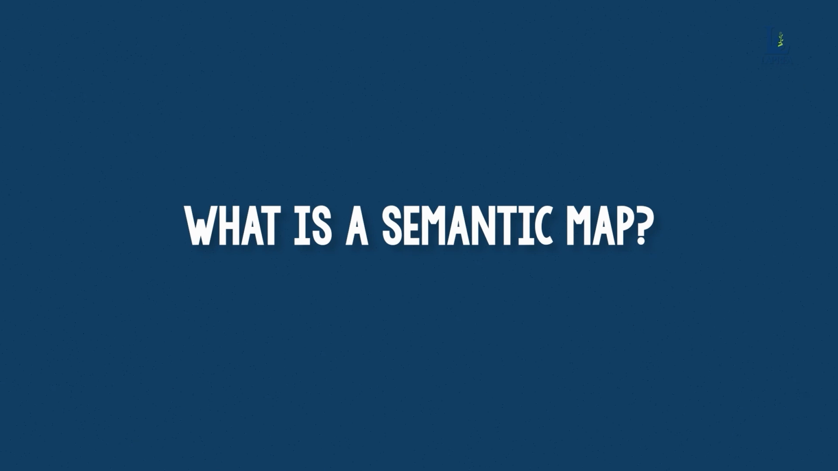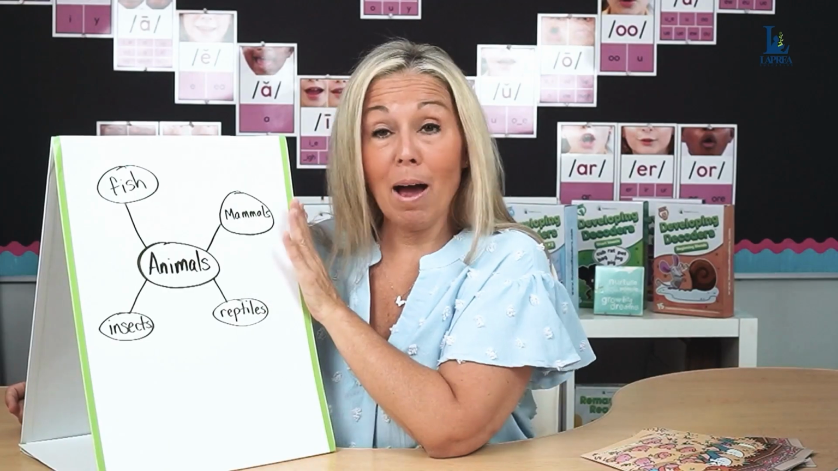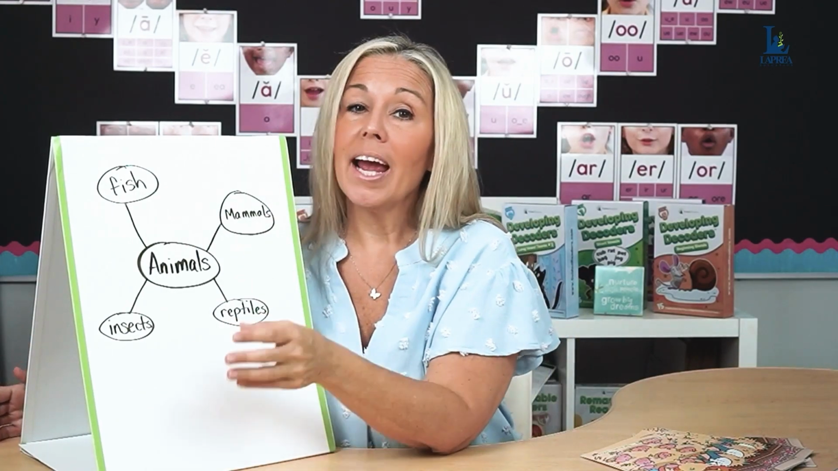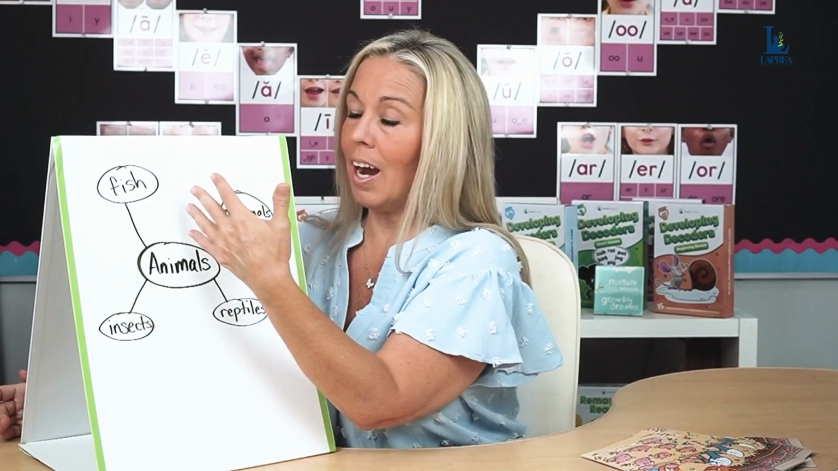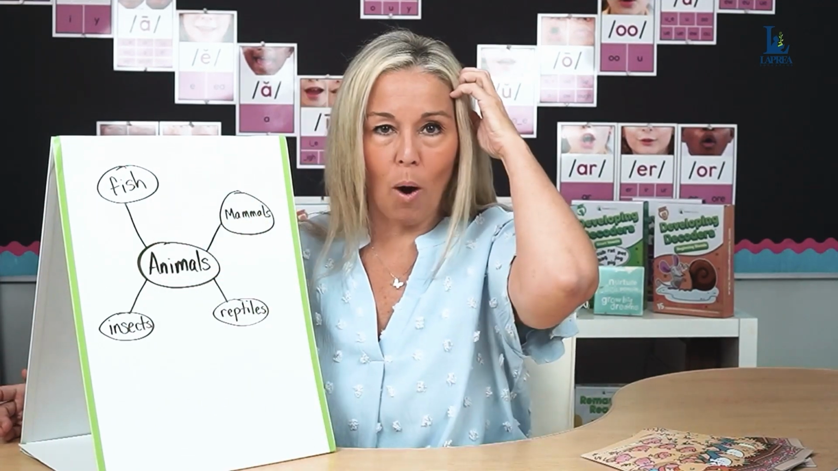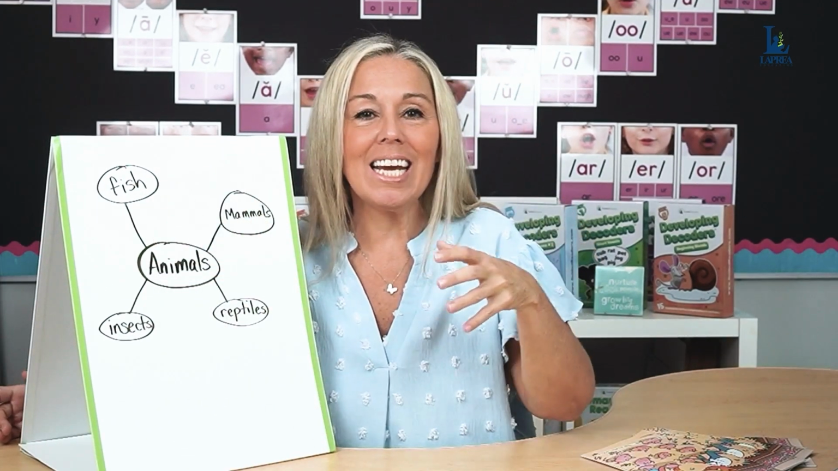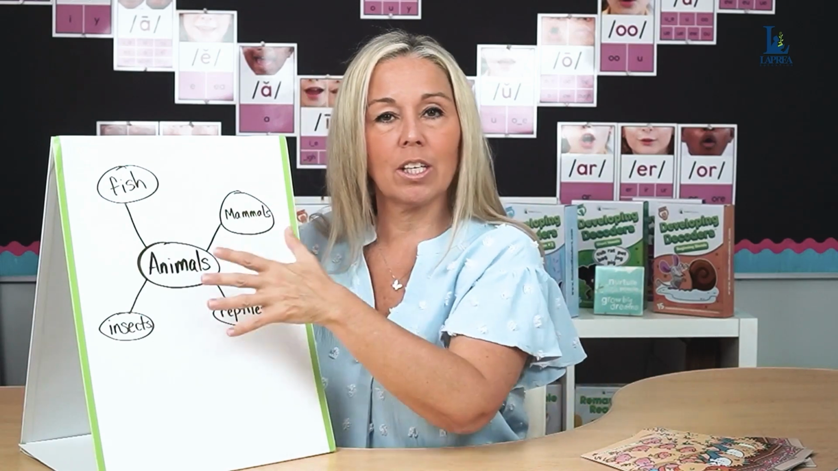But before we dive in, we need to cover the basics. So what exactly is a semantic map? A semantic map, as you can see, this one here, is a visual organizer that helps us to understand and connect ideas and concepts. So imagine it's kind of like a map for our thoughts, where we can see how different concepts are actually related.